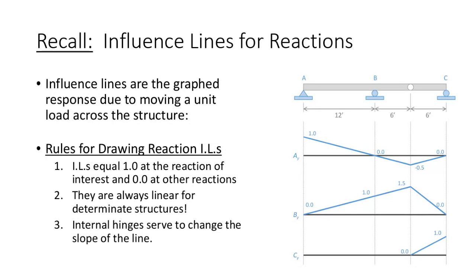And then third is that the internal hinges serve to change the slope of the line. Now, I'll go ahead and tell you for shear and moment, these two are still true. They're always linear, and the internal hinges serve to change the slope. The first one isn't quite true for shear and moment. That'll become clear, but it's just something to keep in mind.